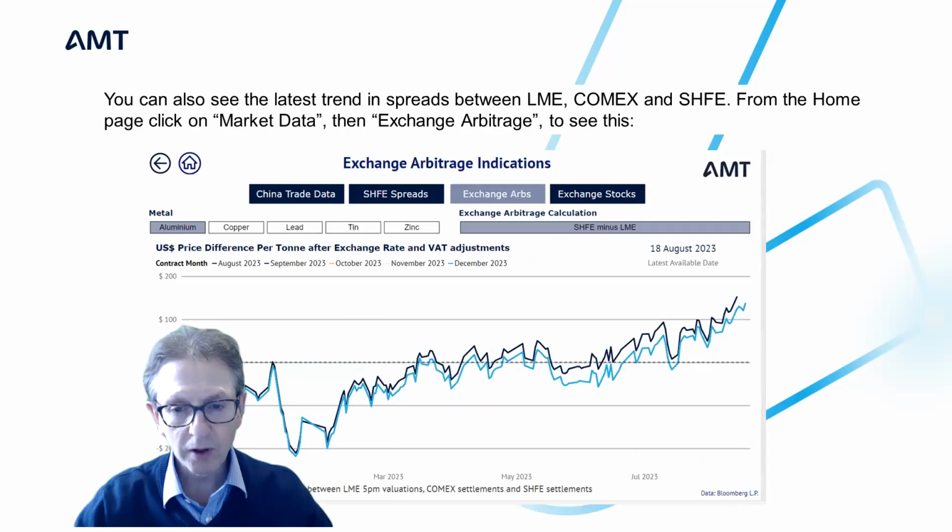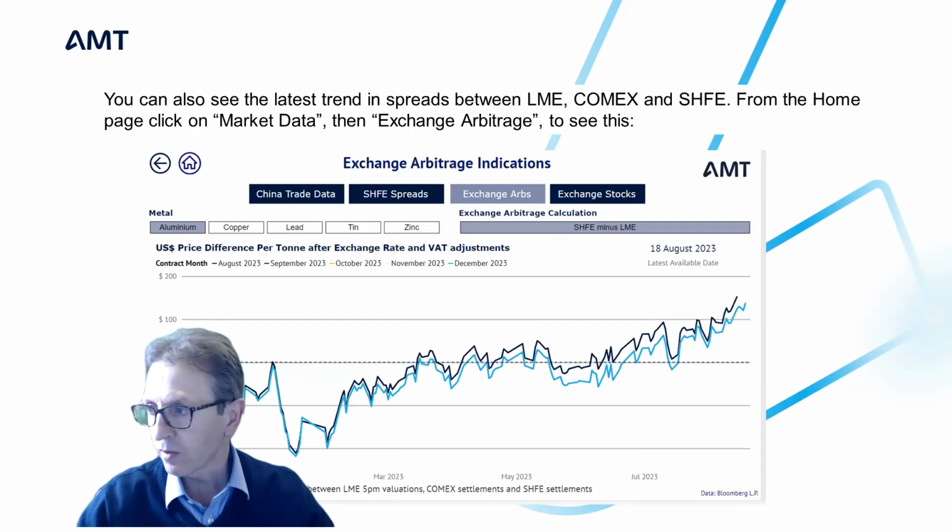Another useful data point, I think, is to analyze spreads between LME, COMEX, and SHFE. Again, we just click on the home page, we click on market data, and then in this case, we pick up exchange arbitrage, which is on the right-hand side, and you end up with a chart like this for aluminium.